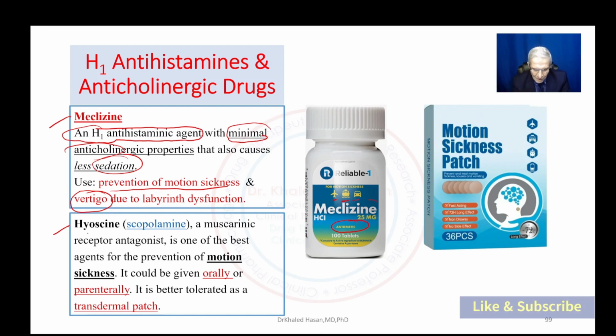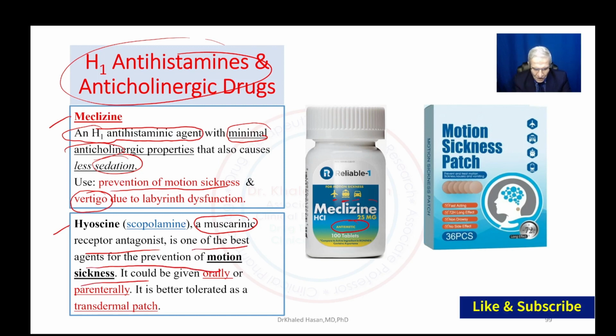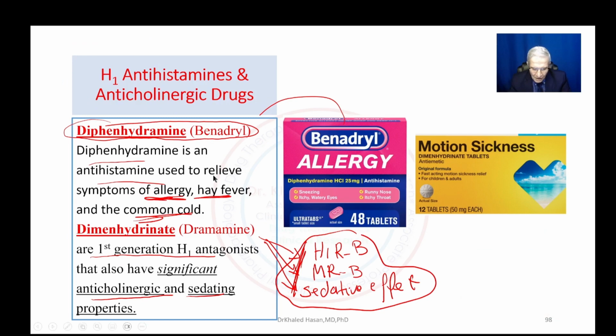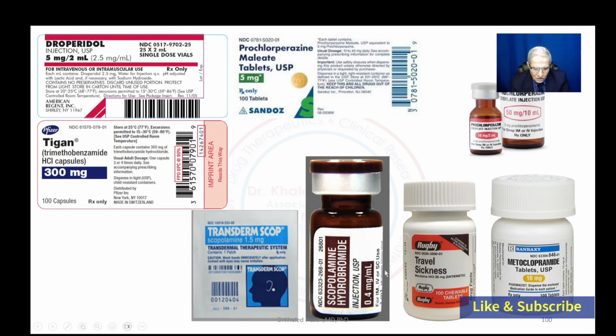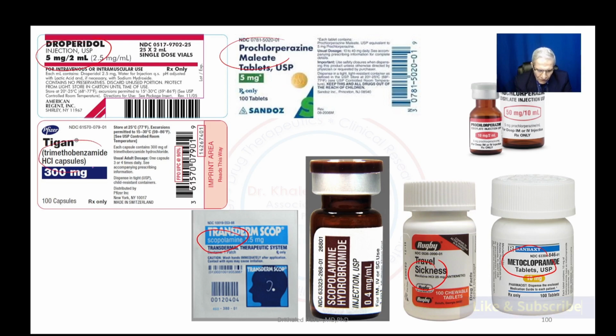Okay, moving to the last medication in this group, antihistamine, anticholinergic, we have scopolamine. Scopolamine is a muscarinic receptor antagonist. So which of these medications is a muscarinic receptor antagonist? Scopolamine. Scopolamine is one of the best agents to prevent motion sickness, and is available orally, parenterally, or as a transdermal patch. So we have a list of medications now. We have diphenhydramine, dimenhydrinate, then meclizine, and hyoscine. Here we have some medications on the list: meclizine, for example, metoclopramide, then scopolamine, and other medications, prochlorperazine, and droperidol. We have another group of medications in the list.